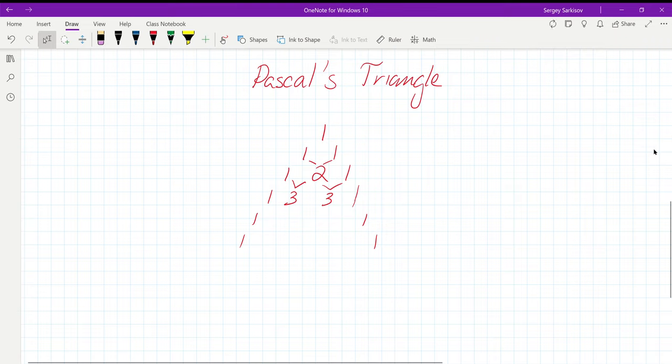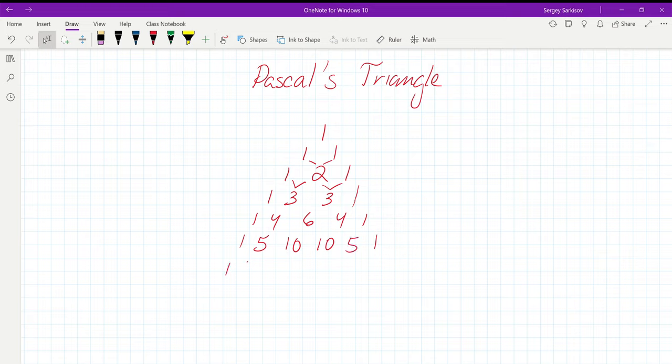And so 1 plus 3 here is 4. 3 plus 3 is 6. 3 plus 1 is 4. Oh, 1 plus 4 is 5. 4 plus 6 is 10, and 6 plus 4 is 10, and 4 plus 1 is 5. And guess what? We can continue doing this. We can say, okay, 1, 6, 15, 20, 15, 6, and 1. And you continue doing that again and again and again, every row you go on.